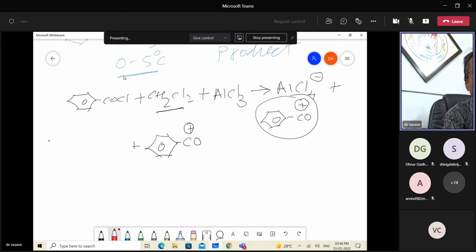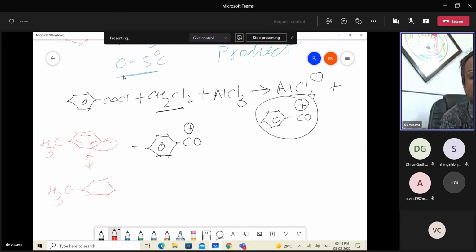I can show you in this way. CH3. Okay, this is our toluene. So what will happen? This pi bond is going to cleave so that this will form the carbanion as well as the carbocation. So CH3, and here what do we get?